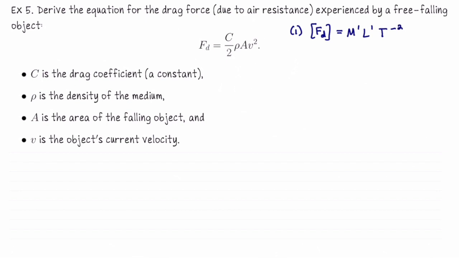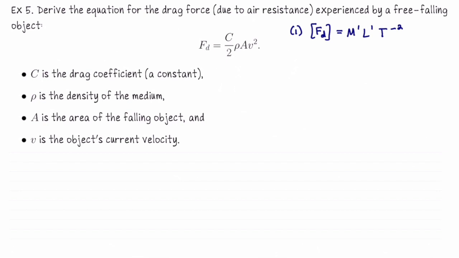What else matters? The thickness of the air, that's the density. How the object is hitting the air, that's given by the area. And also how fast you're traveling, because the faster you move, like the faster you try to run in water, the more resistance you feel. So your velocity matters. If you're moving very slowly, you don't feel as much resistance.